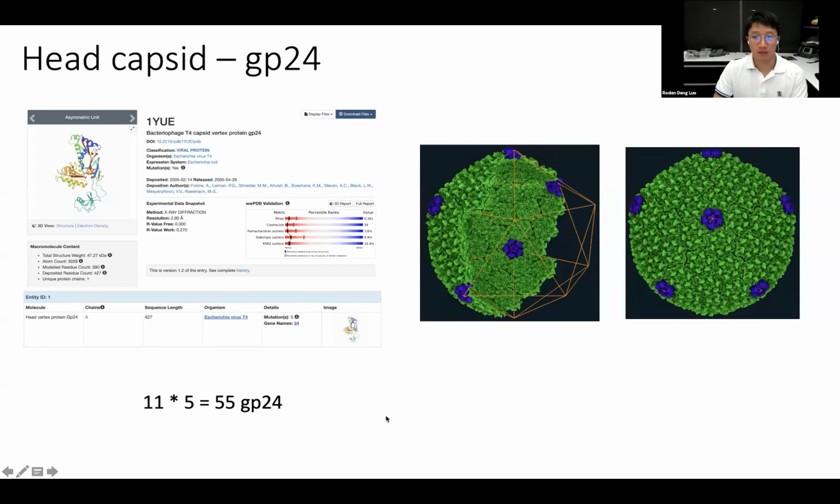We use PDB ID 1YUE for the GP24 monomer and build a pentamer for each of the remaining 11 vertices. The pentamer's orientation is aligned to that in the 5VF3 complex shown just now.